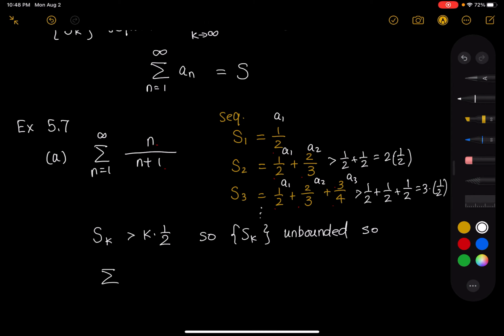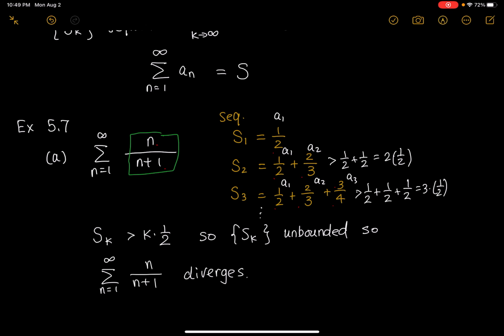So this series, n from 1 to infinity, n over n plus 1, diverges. And it will make sense because every time you add a term, as n goes to infinity, you're adding a number that's very close to 1. So it's kind of like adding 1 many times. So you get a divergent sequence, a series. So that's part A. Part B.